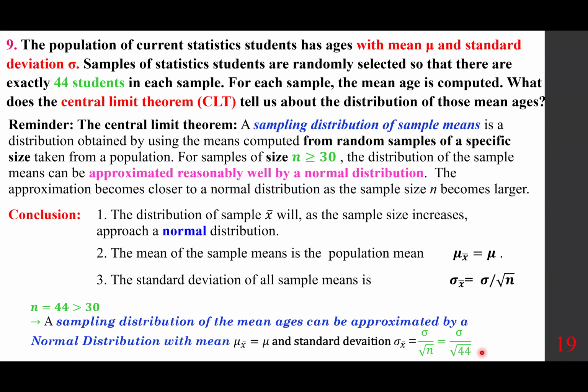Again, I wanted to repeat this because it's extremely important to understand what's happening here as far as the CLT is concerned. So, to recap, we have 44 students. Because this is larger than or equal to 30, mu of x bar equals mu, and sigma of x bar is sigma over square root of n, which means sigma over square root of 44. That's really the answer. In a split second, we can answer it, but I wanted to make sure that we understood what's going on.